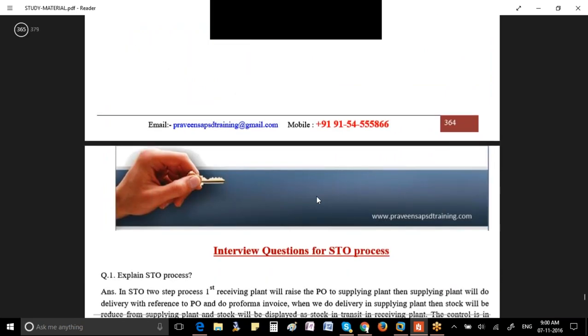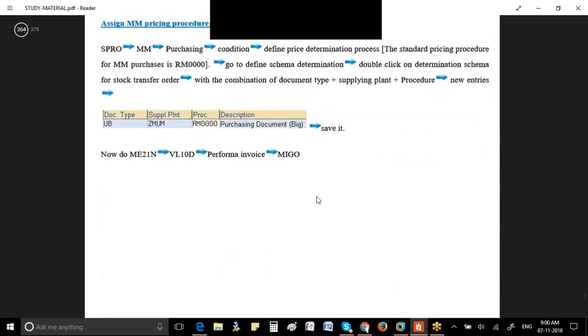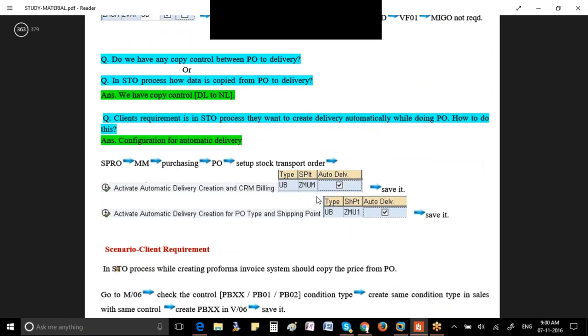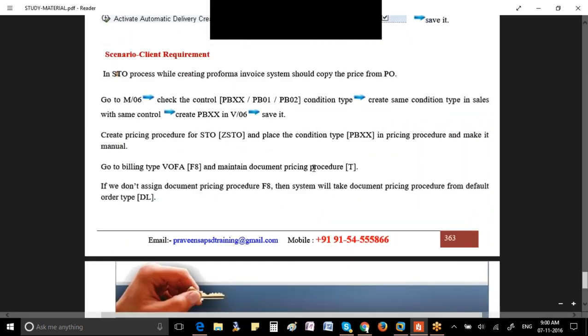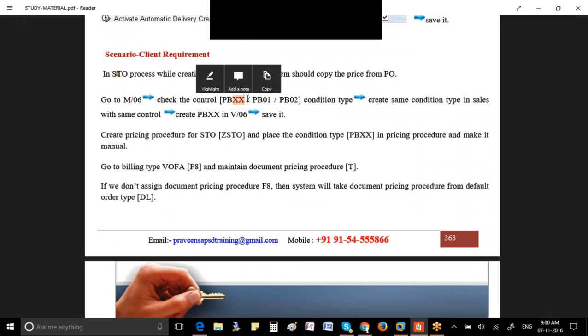So that's it. STO process, very important process, very important controls. You should do one round of configuration in the system, and you should know all these controls. Don't ignore something like, say, if I say OFA F8 T, don't ignore. Go to OFA, see what it is. Go to PBXX, see what controls we have there. See all the controls. For sure in the interviews they ask only these controls, and this is what you should know. Rest everything is in the system, right?